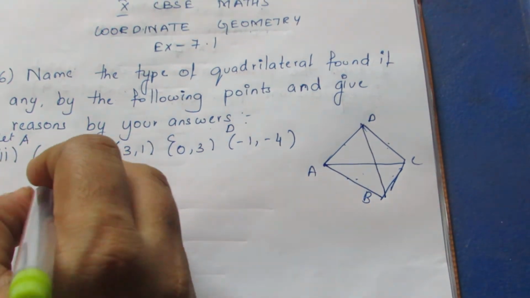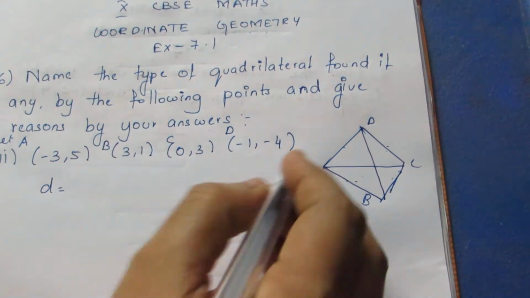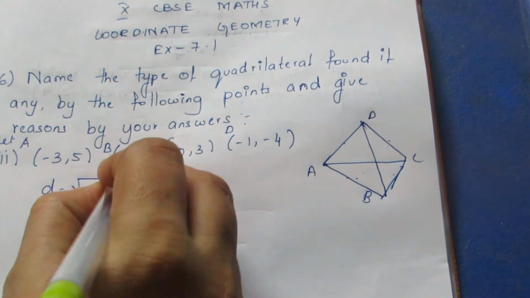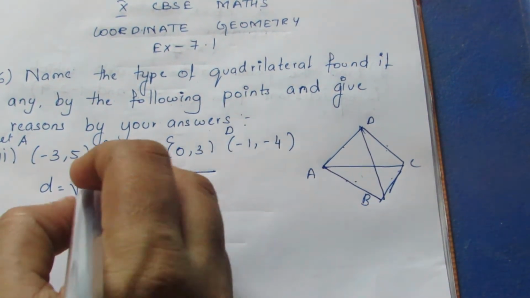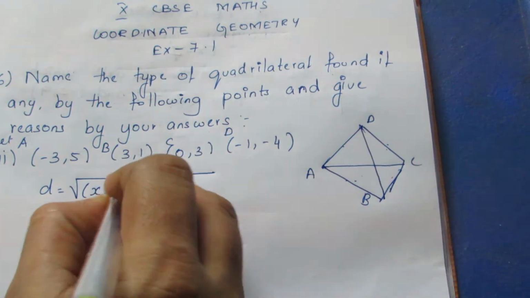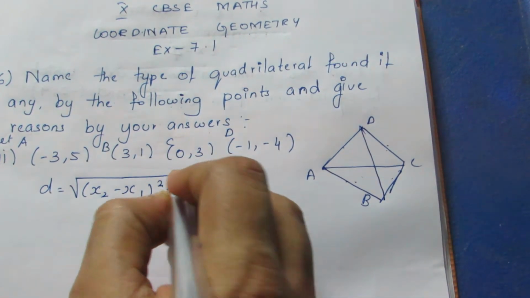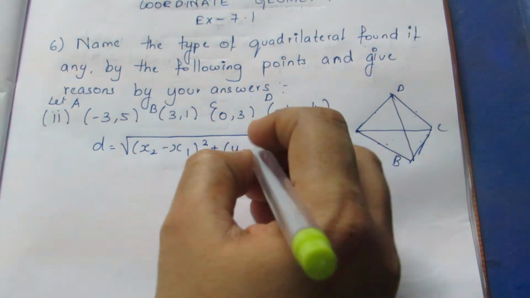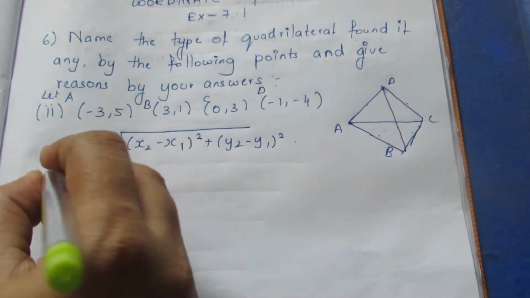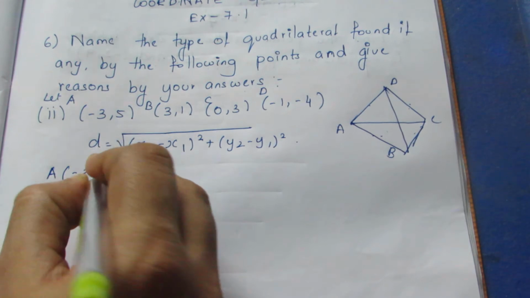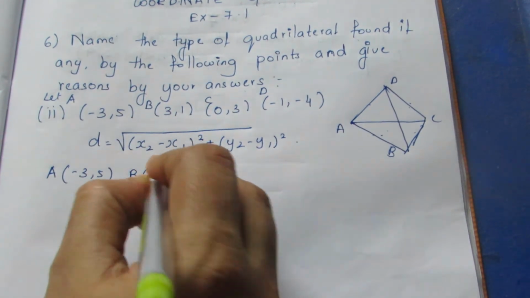Now for that we want the distance formula to find the sides. If the coordinates are given, we need to use the distance formula. Here the distance formula is the root of x2 minus x1 the whole square plus y2 minus y1 the whole square. Here for AB we are going to find: A is (-3, 5), B is (3, 1).